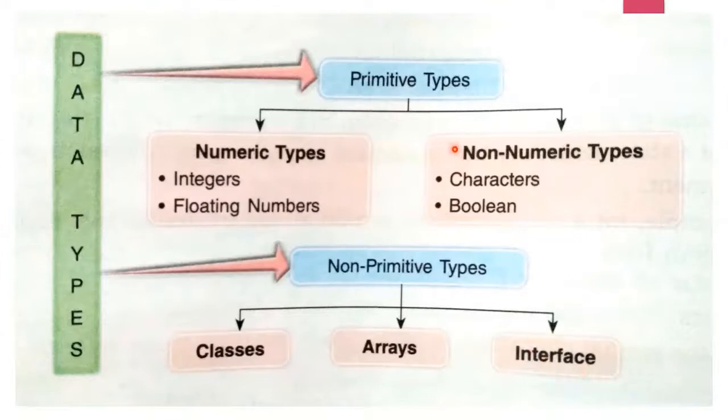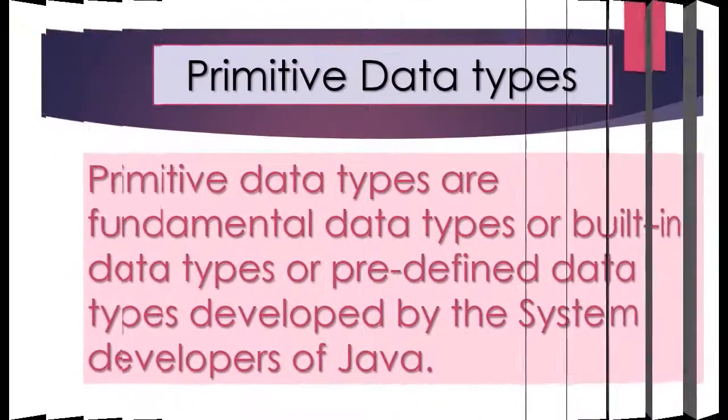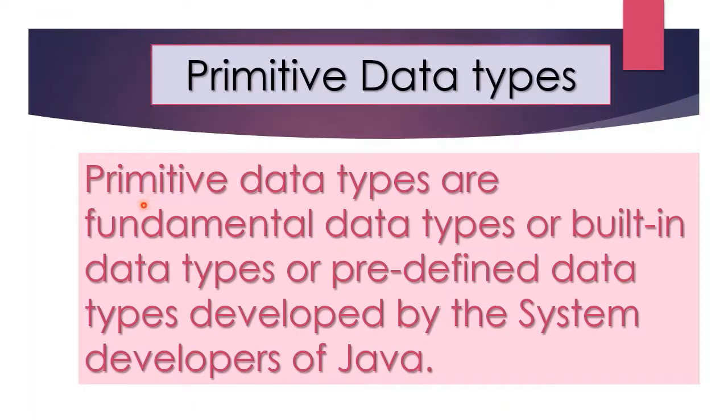Now, let us learn in detail what primitive data types are. Primitive data types are fundamental data types, or built-in data types, or predefined data types developed by the system developers of Java. So these data types have already been developed by the system programmers, which is why they are called fundamental data types. Let us learn what data types we have under this category.